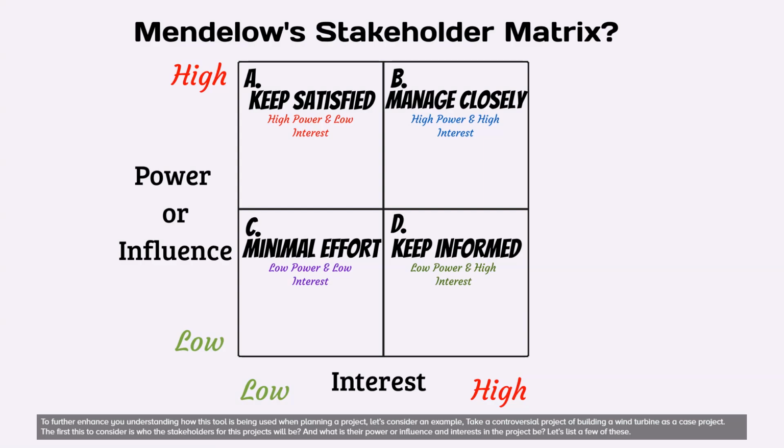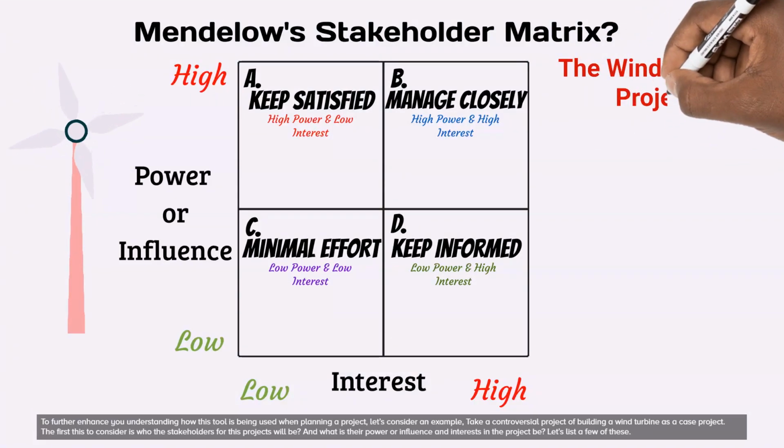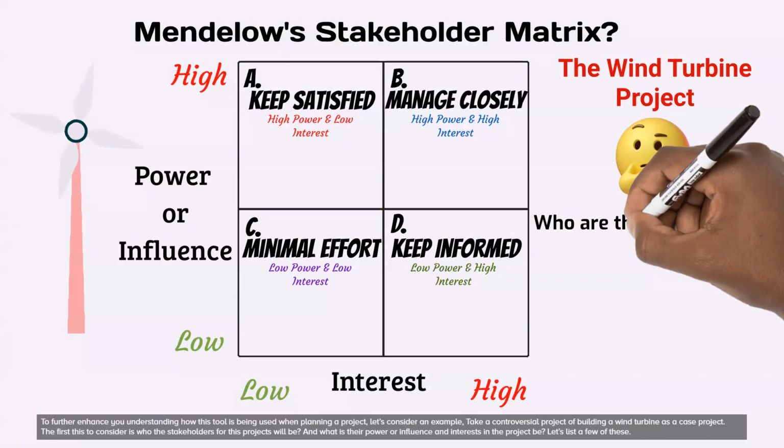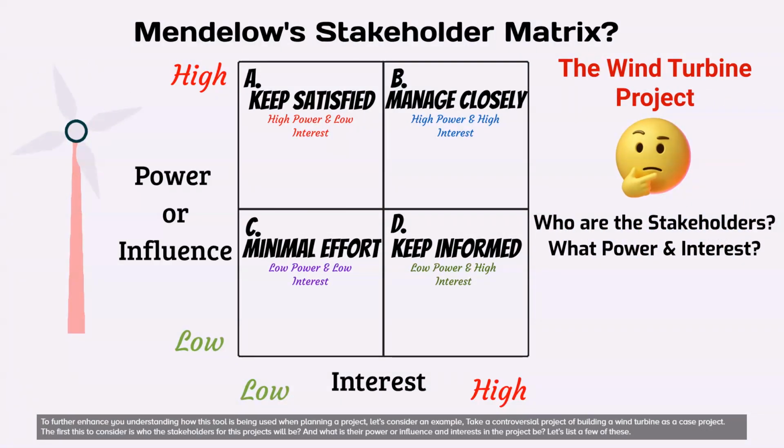To further enhance your understanding of how this tool is used when planning a project, let's consider an example. Take a controversial project of building a wind turbine as a case project. The first things to consider are who the stakeholders for this project are, and what is their power or influence and interests in the project? Let's list a few of these.